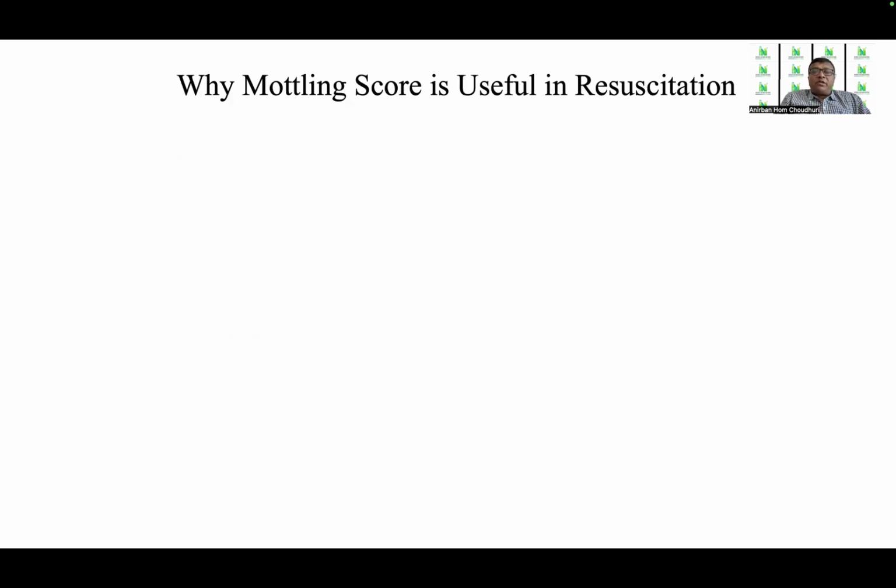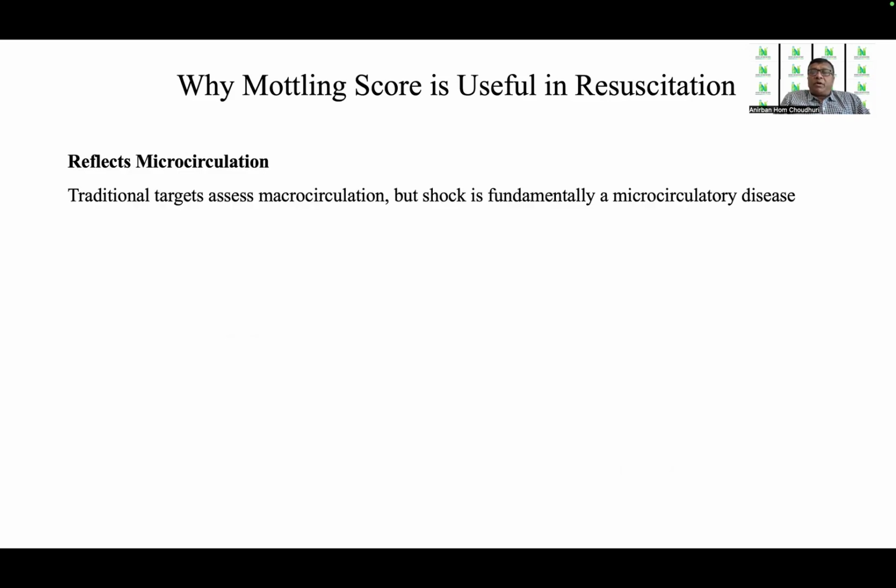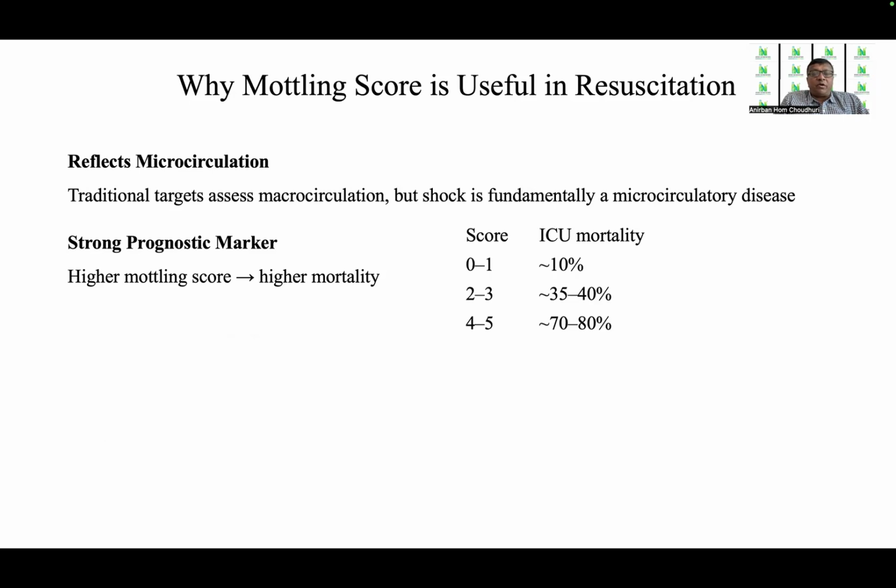Why is mottling score useful in resuscitation? Because this score reflects microcirculation. Traditional targets assess macrocirculation, but shock is fundamentally a microcirculatory disease. It is a strong prognostic indicator, with a higher mottling score indicating higher mortality. With a 0 to 1 score, it is around 10%, with 2 to 3, it is 35 to 40%. With a 4 to 5 score, it reaches as high as 70 to 80%.